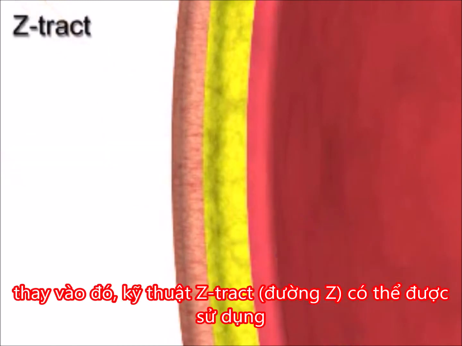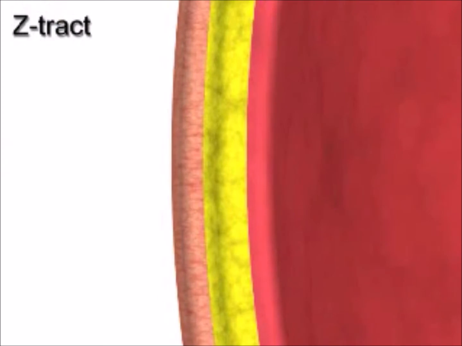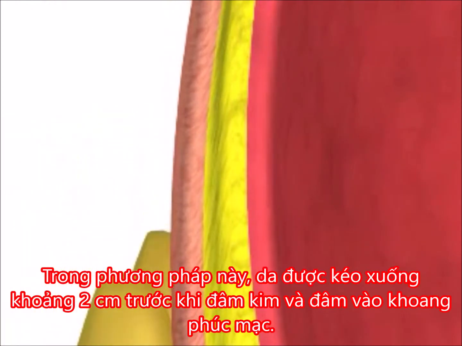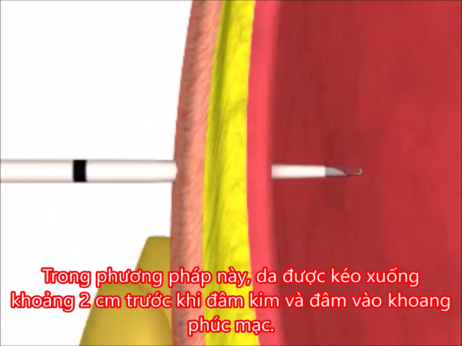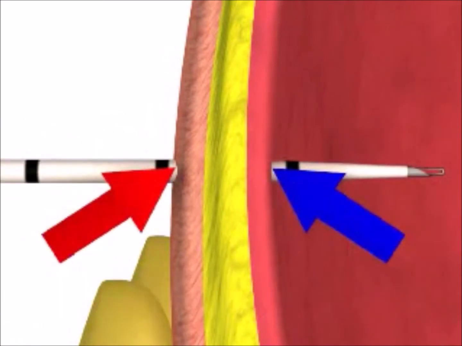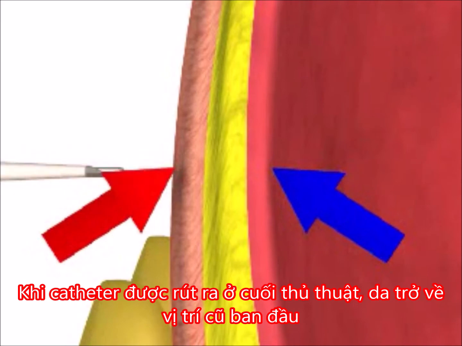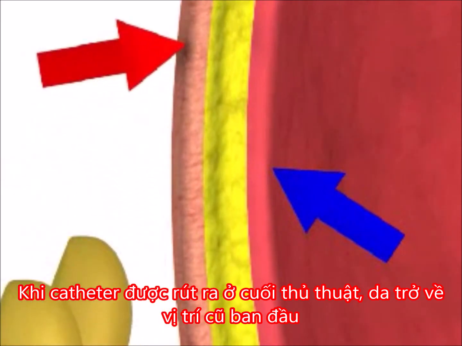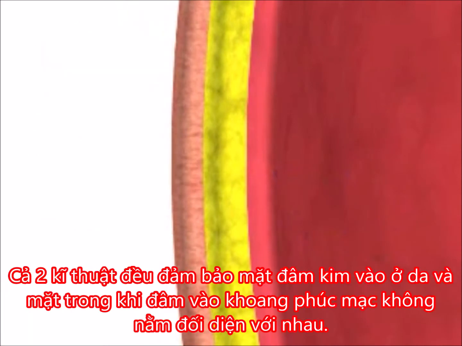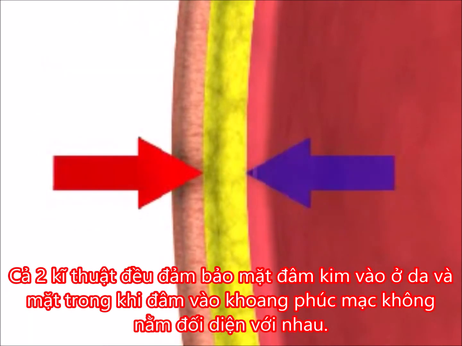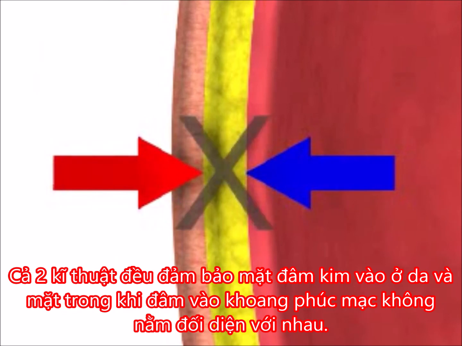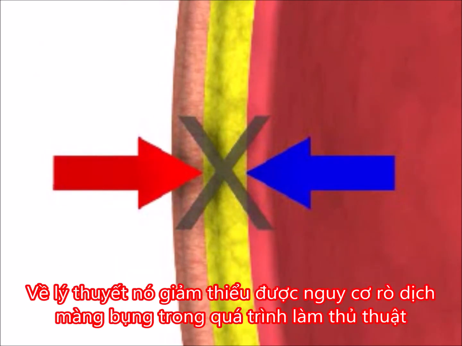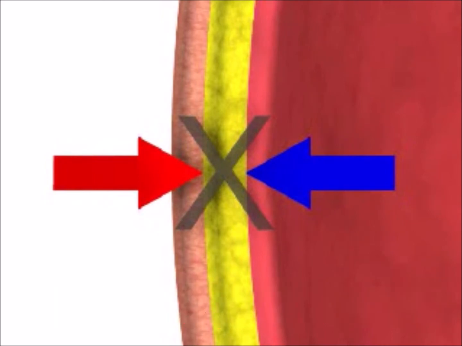Alternatively, a Z-tract technique may be used. In this method, the cutaneous tissues are pulled 2 centimeters caudad prior to needle insertion and advancement through the peritoneum. When the catheter is withdrawn at the end of the procedure, the cutaneous entry site will retract to its original position. Both techniques ensure that the cutaneous and peritoneal insertion sites do not directly overlie each other, theoretically minimizing the risk of an ascitic fluid leak following the procedure.